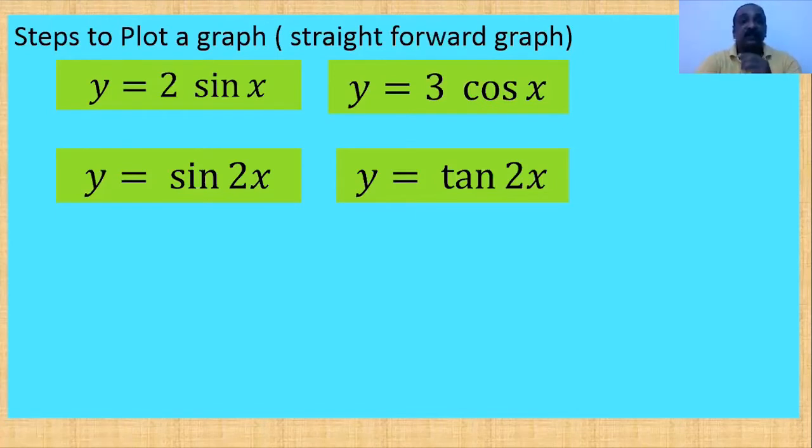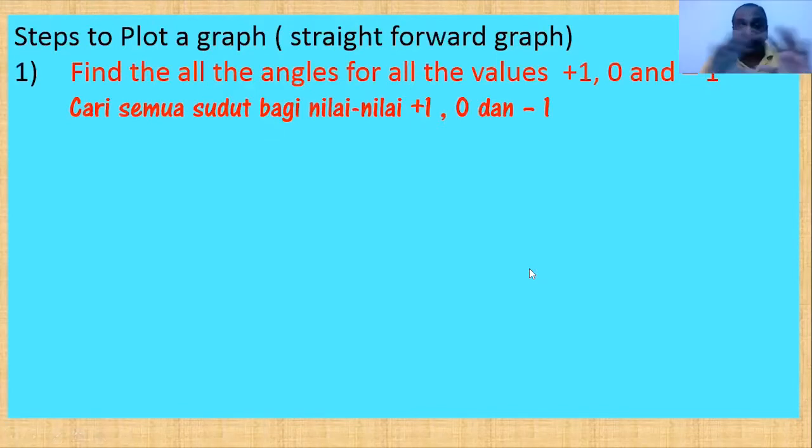Graphs of this type, which do not add or subtract a value at the end, are much easier for us to do. So what must we do here? This is in words; later I'll explain in terms of working how it works. First, find all the angles for all the values: the maximum value, the minimum value, and also the zero value. Positive 1, zero and negative 1. Positive 1 is the maximum value, negative 1 is the minimum value. For these values, what are the angles? That's the first step. That's how I will start all my questions.